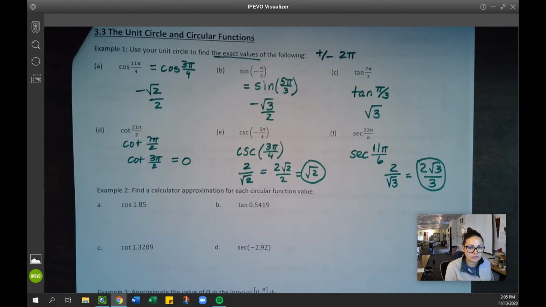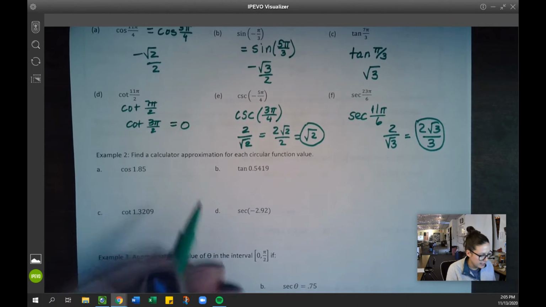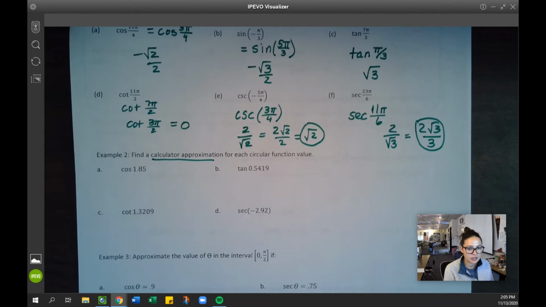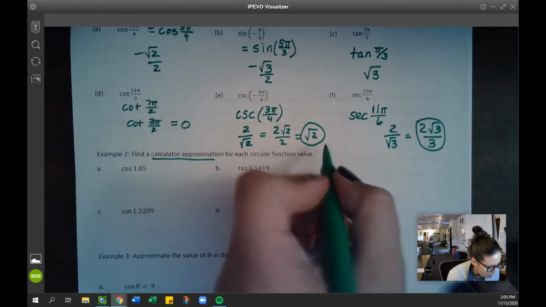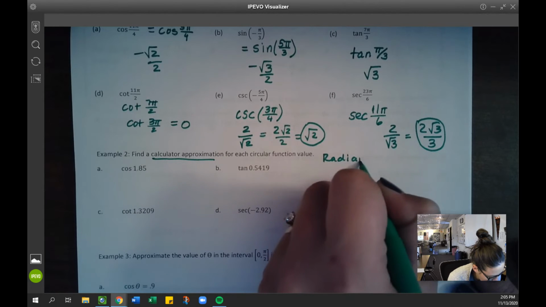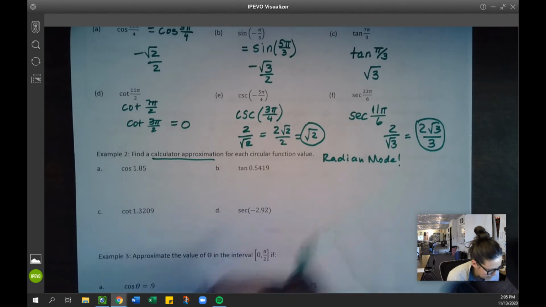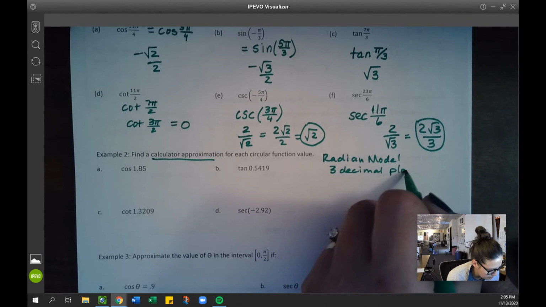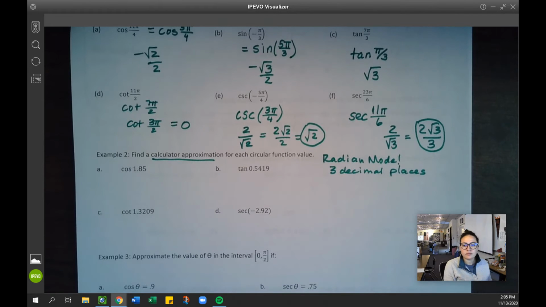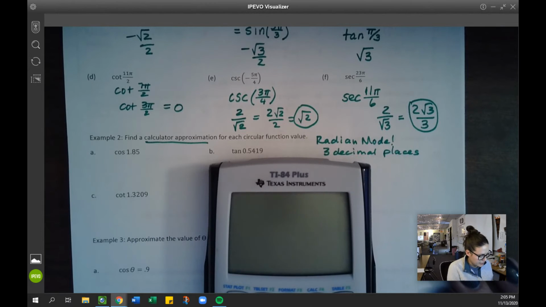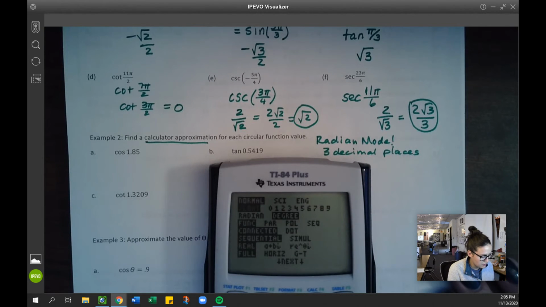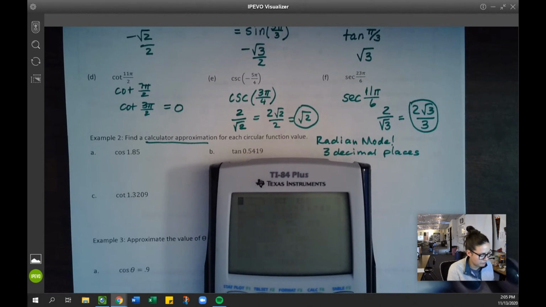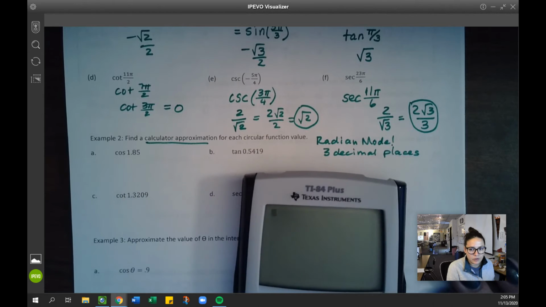All right, moving on. Find a calculator approximation. So this is where we're going to punch it into the calculator. Make sure you are in radian mode. Radian mode. And we always go to 3 decimal places. To check that, I go to mode, and I was not in radian mode, so I'm going to select radian mode. And then I'm going to go through and do these here.